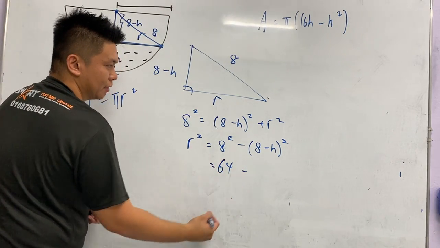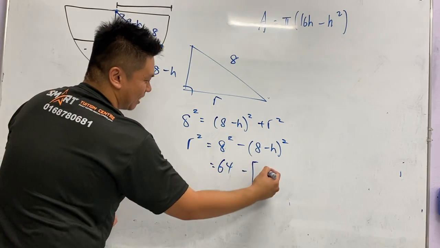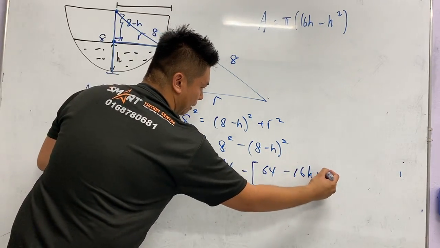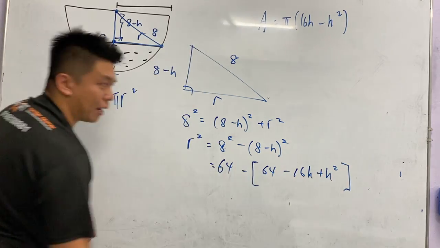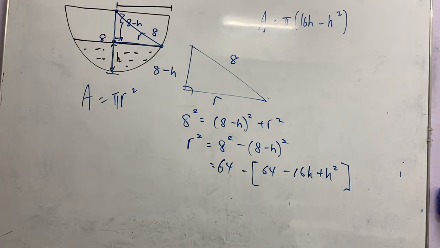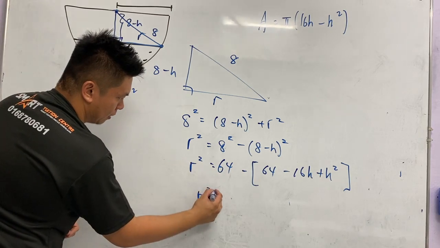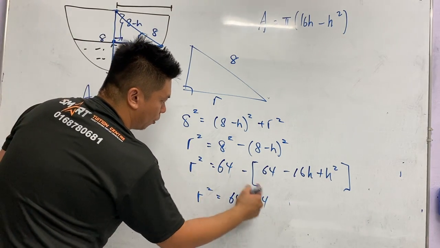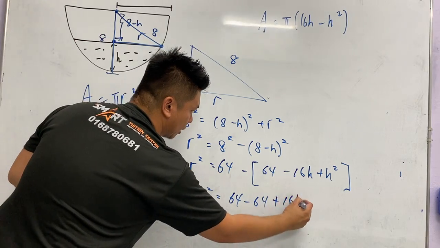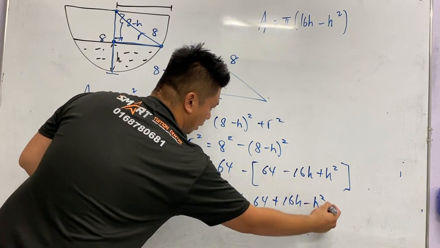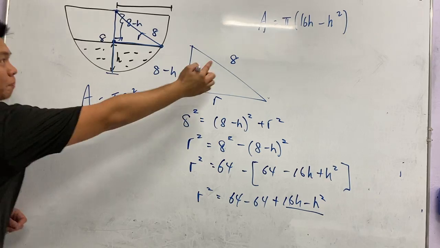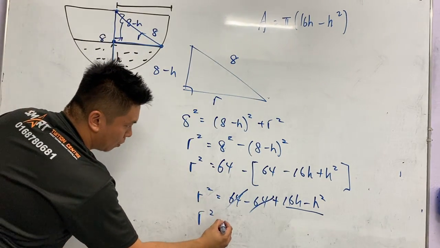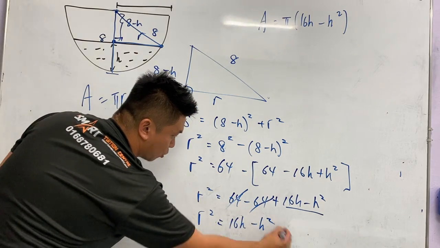64 minus x squared: 64 minus 2 times 8, 16H, and then plus H squared. Okay? So now tell me what's r squared? 64 minus 64 is gone now. 64 minus 64 minus 9, positive 16H, negative H squared. You see it come out? Okay. Right, so this one's gone. So r squared equals 16H minus H squared.